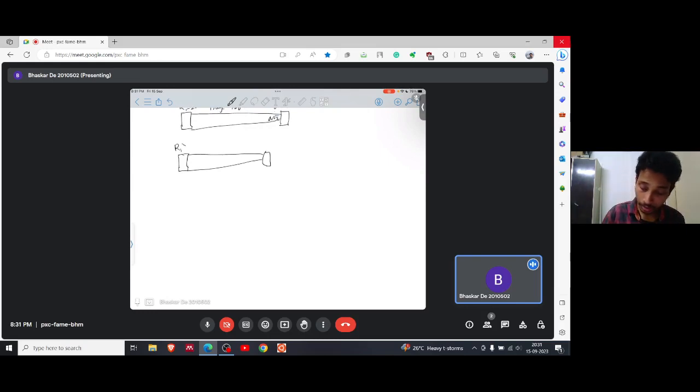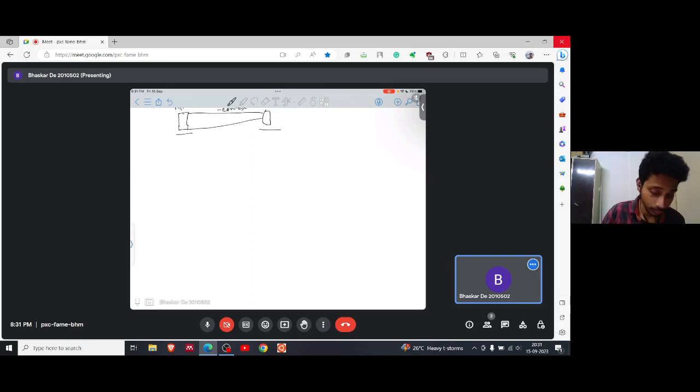Then R1 greater than D and R2 equal to minus R1 minus D. So here we have a concave convex combination. So this one is concave, this one is convex mirror. So this makes the concave convex cavity.